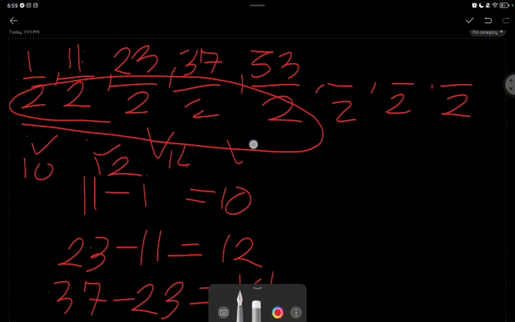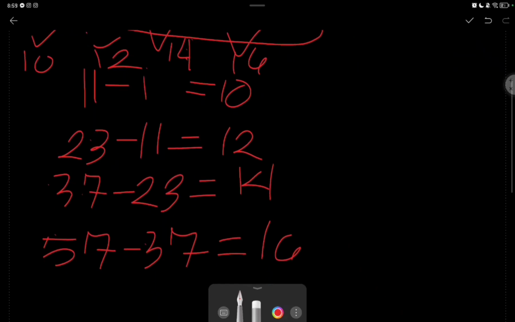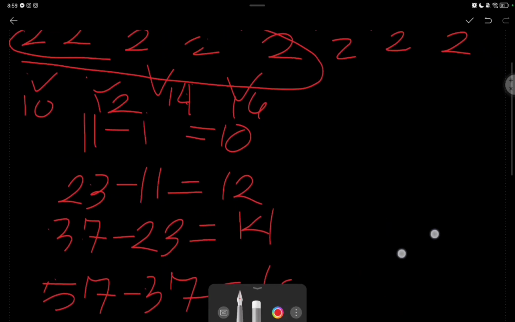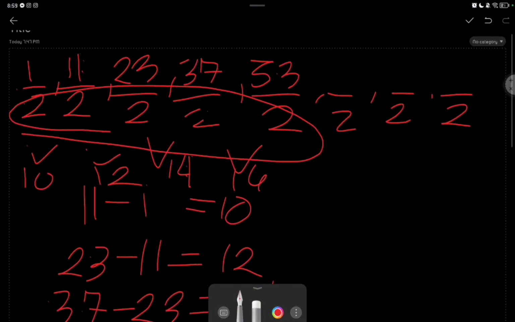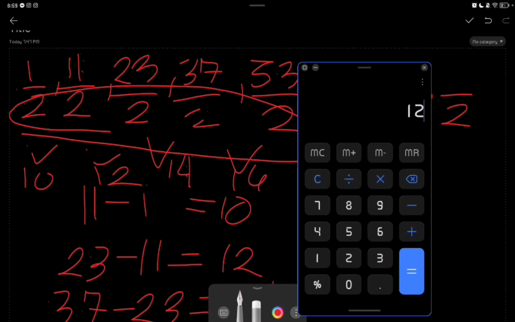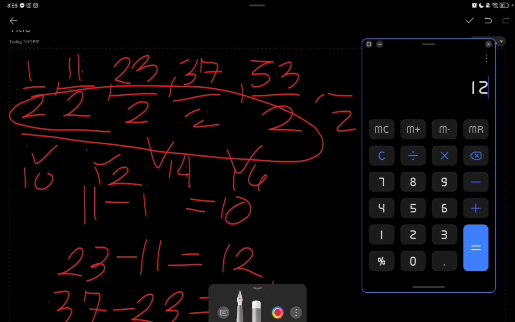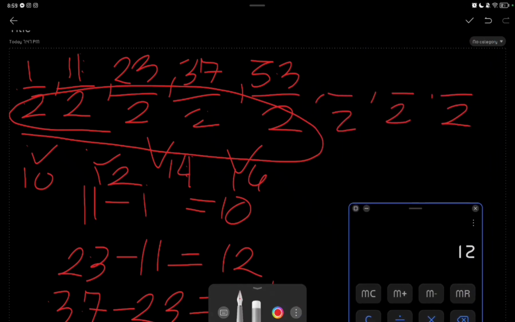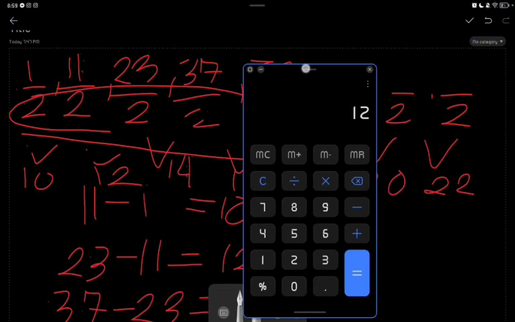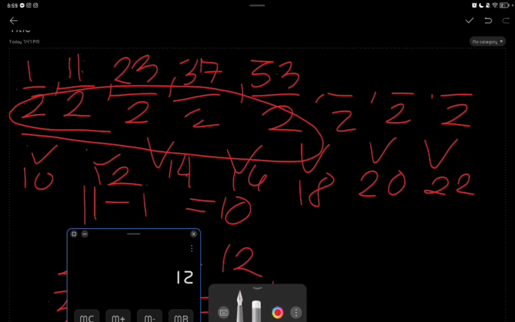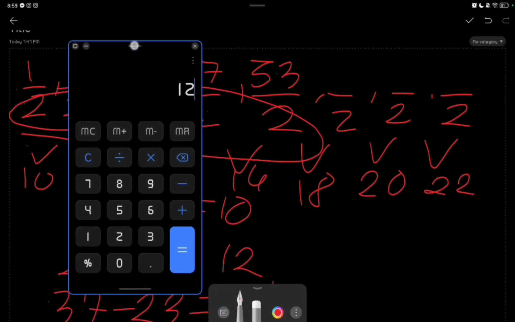So here, as you can see the pattern, it is plus 2. Let me write it first. 10 plus 2 is equal to 12, plus 2 is equal to 14, plus 2 is equal to 16. So now we will find the next three terms. Since it is 16, we expect we will add 18, 20, and 22. Diba? Multiplied by 2 yan. So 10, 12, 14, 16, 18, 20, 22.